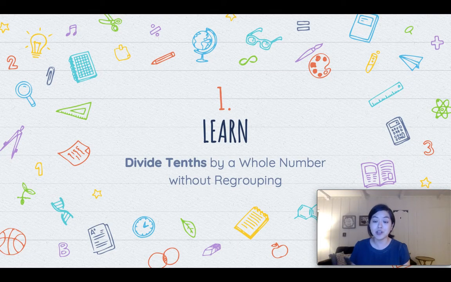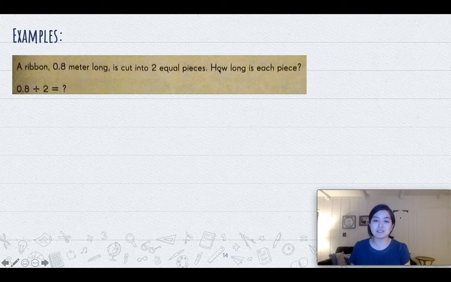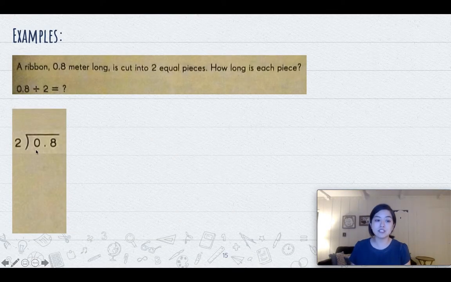And now we're going to use long division to divide tenths by a whole number. Let's look at this example. A ribbon 0.8 meters long is cut into 2 equal pieces. How long is each piece? So our division sentence is 0.8 divided by 2. Using long division, we'll write 0.8 divided by 2 like this.